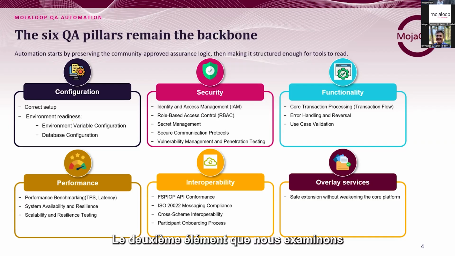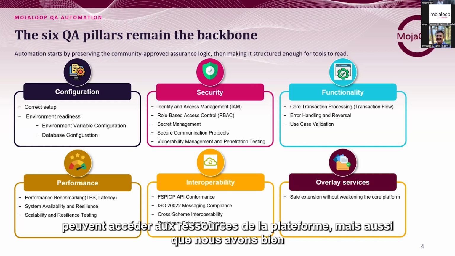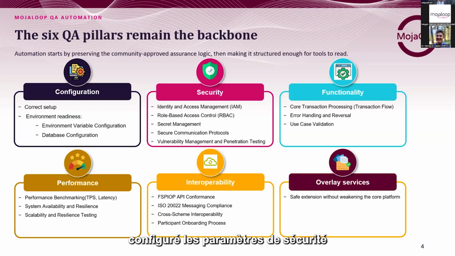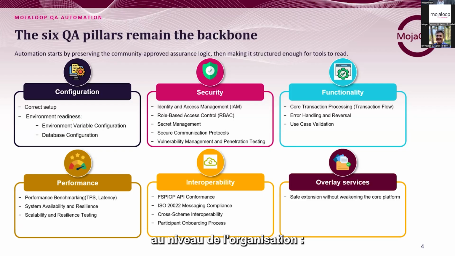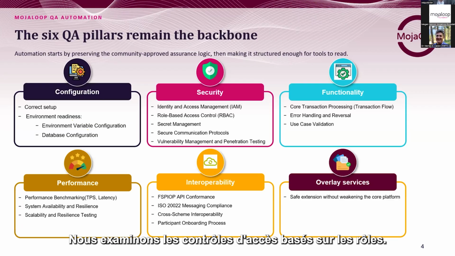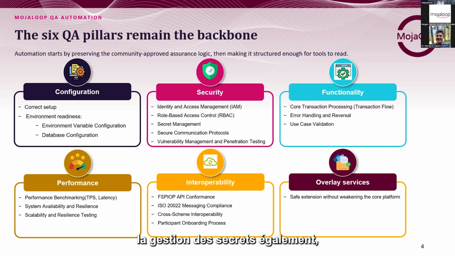The second element that we are looking at is security. And primarily, what we want to focus on here is to ensure that only authorized participants and users can access the platform resources, but also that we've done the right security configurations around the solutions. So we look at identity and access management at the organization level. Who gets access to what, right? We look at role-based access controls, the authorization matrices, and so on and so forth. Security and certificate management, secrets management as well.